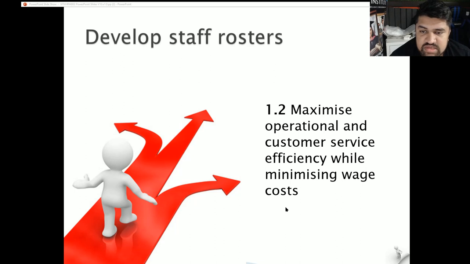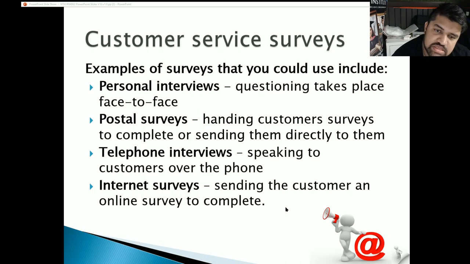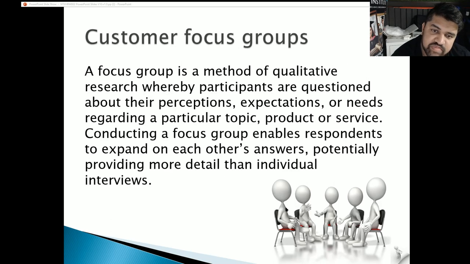Develop staff rosters. 1.2. Maximize operational and customer service efficiency while minimizing wage costs. So examples of surveys that you could use include personal interviews, where questioning takes place face-to-face, postal surveys, handing customers surveys to complete or sending them directly to them, telephone interviews, speaking to customers over the phone, internet survey, sending the customer an online survey to complete.